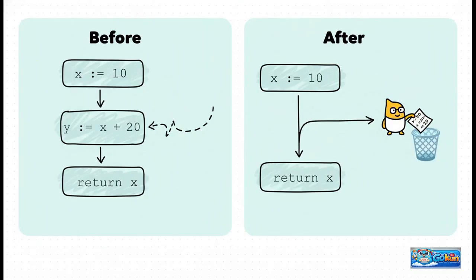And here's a perfect, simple example. On the left, totally valid Go code. We calculate y, but look at the return statement. We only return x. The value of y has no impact on the outcome whatsoever. The compiler sees this and knows that the entire line y = x + 20 is just wasted effort. So after optimization, poof, it's gone. The behavior is exactly the same, but now it's just a little bit faster.